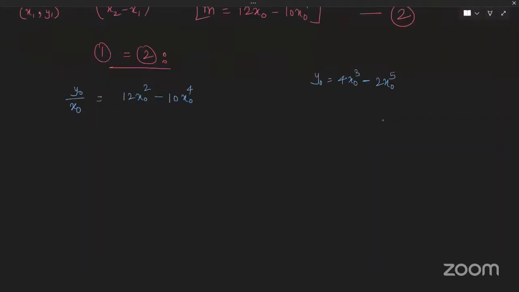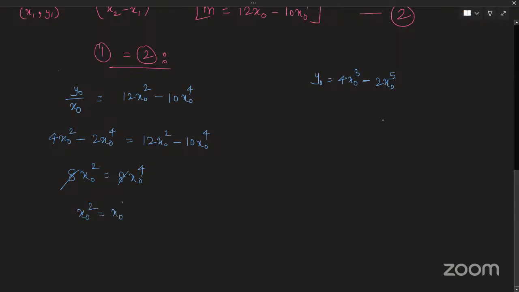So y naught by x naught will be 4x naught square minus 2x naught raised to 4, is equal to 12x naught square minus 10x naught raised to 4. So if I take it that side, 8x naught square is equal to 8x naught raised to 4. Is this correct? Right? 8 and 8 get cancelled. So x naught square is equal to x naught raised to 4.